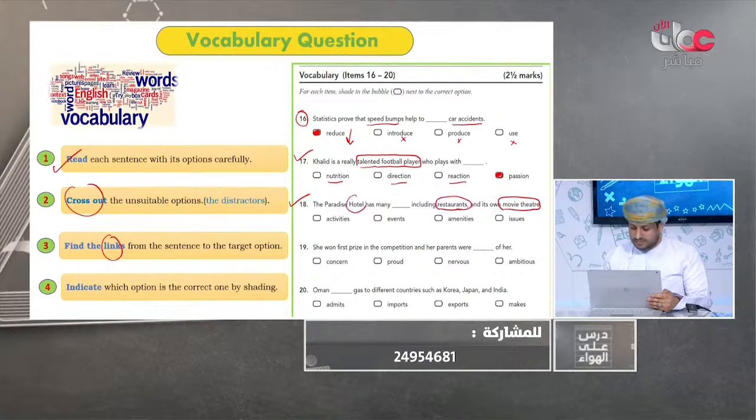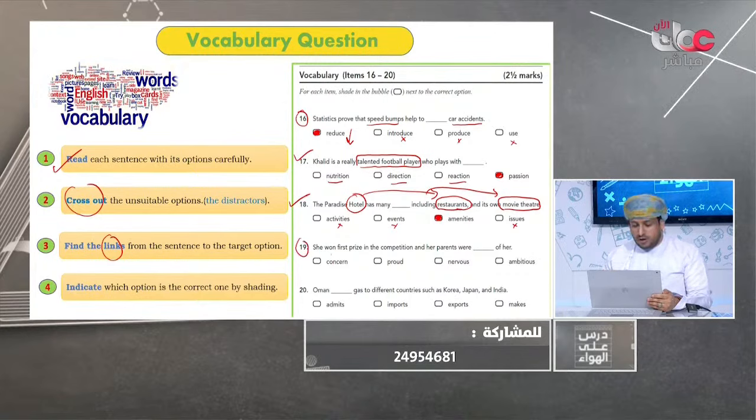In the hotel, you have the restaurants and a movie theater. What do we call them? Activities? They are not activities. Are they events? No. Are they amenities? Yes, they are amenities. Tashilat. So you will shade in this correct answer. They are not issues, wrong. So in this case, you will deal with each question of the vocabulary this way.